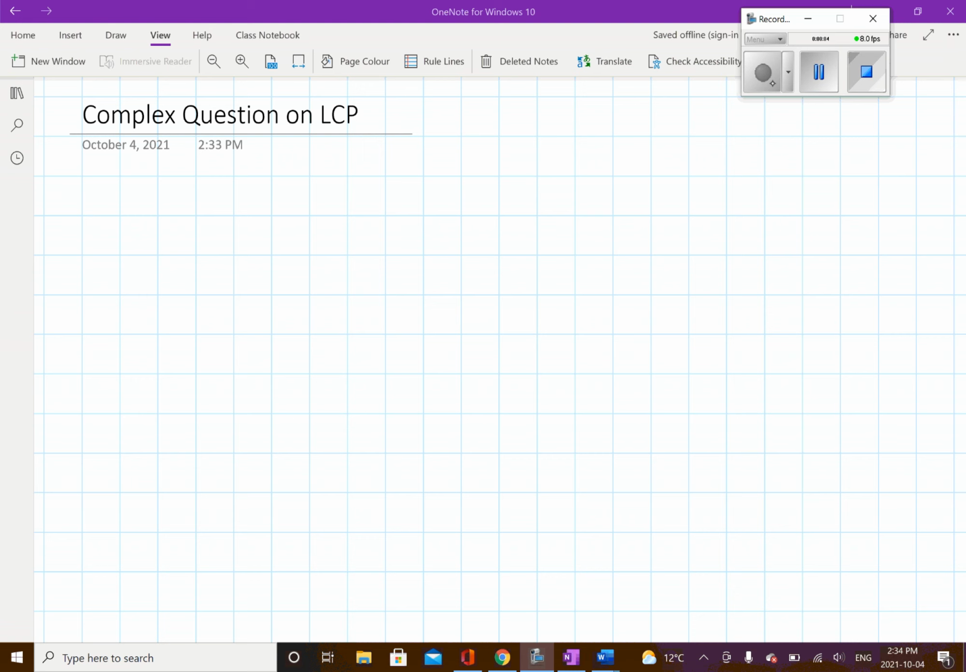Okay, so this is a complex question on Le Chatelier's principle. What we will do is see that we'll have an equilibrium involving vanadium 3 plus and bromide. I will write the equation and then talk to you about the questions that will probably be asked or that you may see.